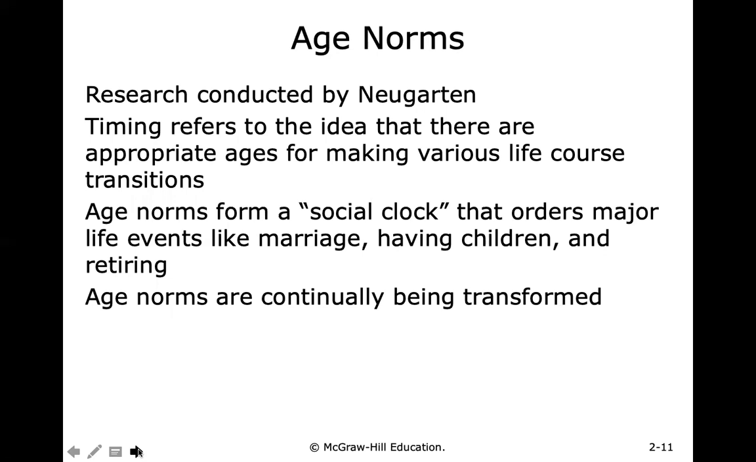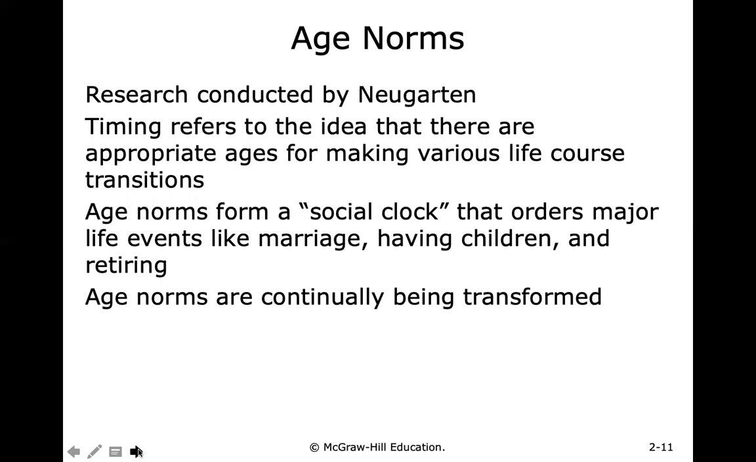And they are continually being transformed. The next slide I'm going to show, I believe, is my next slide. It talks about an age timetable. But I want you to think about this for a second. If we are looking at age norms and we are talking about a normed event, what does that mean?